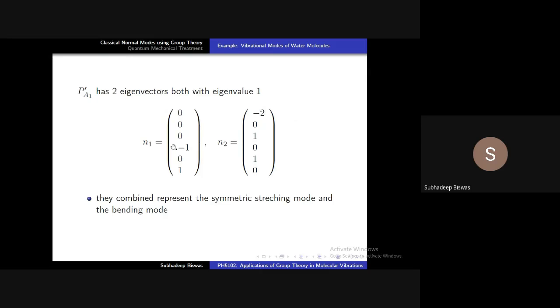There is another four-dimensional eigenspace which has zero eigenvalue. These actually correspond to two vibrational modes, which we'll call the stretching mode and the bending mode. Now individually they are not associated with the stretching mode and bending mode. One of their linear combinations is the stretching mode, and another linear combination is the bending mode.